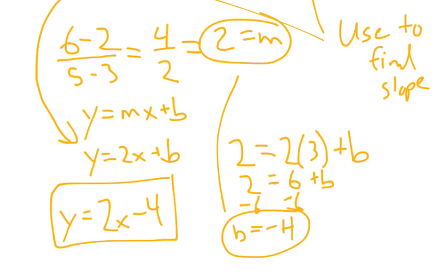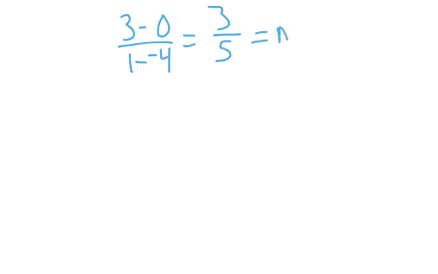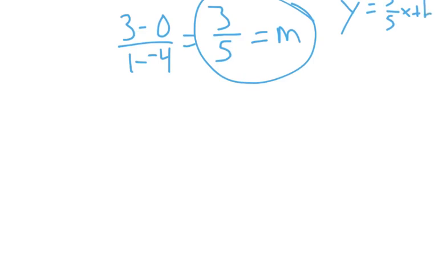Let's do another example. Again, we're going to use these 2 points to find our slope. So we have 3 minus 0 over 1 minus negative 4. That gives us 3 over 5, right? Yep, 3 over 5. Okay, this is equal to m, so we'll put that in our back pocket. And we know so far that we have y equals 3/5 x plus b.